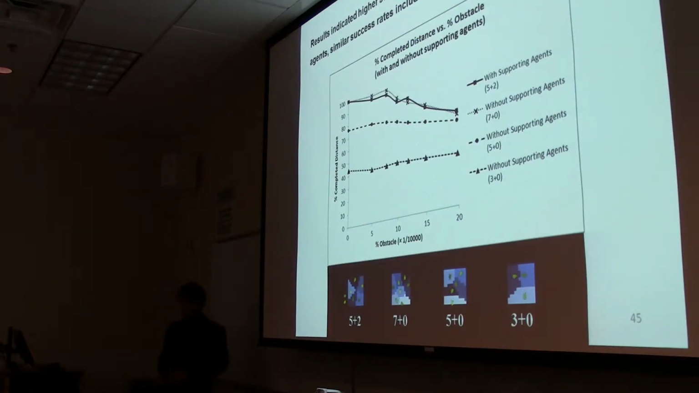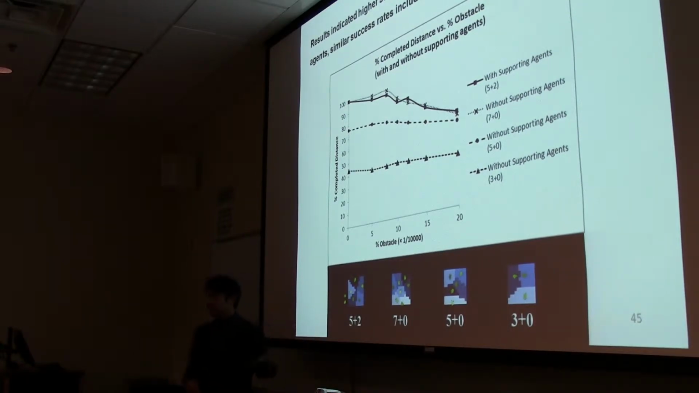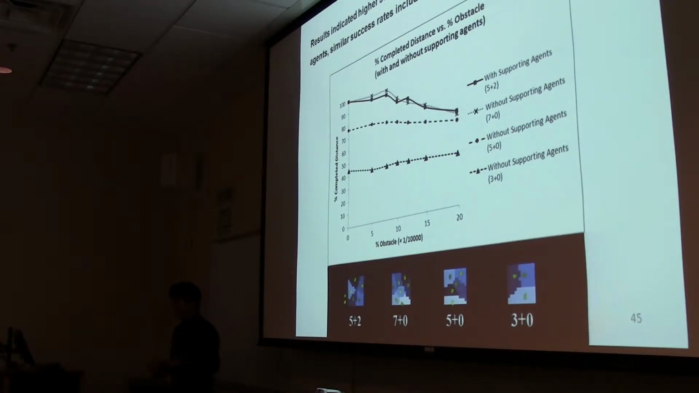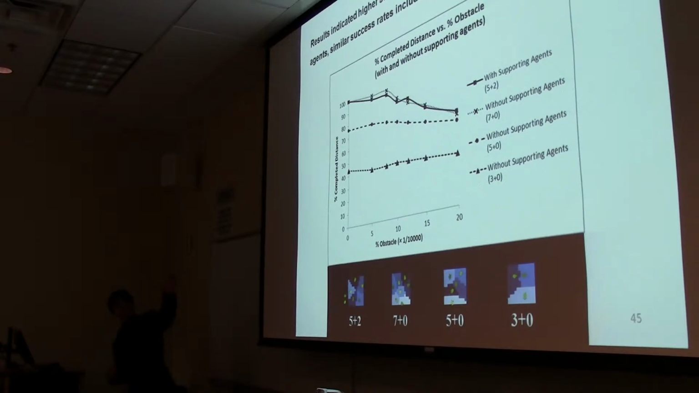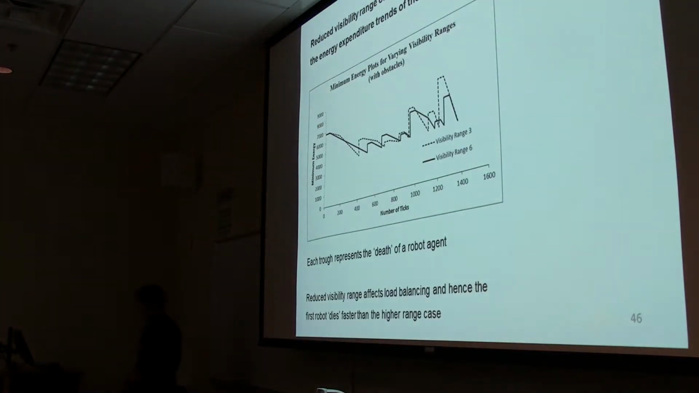So we ran the simulation over and over several times, for different numbers of robots in the system, and with or without supporting agents like the ants. And we found that, as expected, with an increased number of obstacles, the success rate goes down. And with an increased number of robots, the completed distance is also greater. With or without supporting agents, it doesn't vary that much in terms of success rate, but they vary in the energy curve.